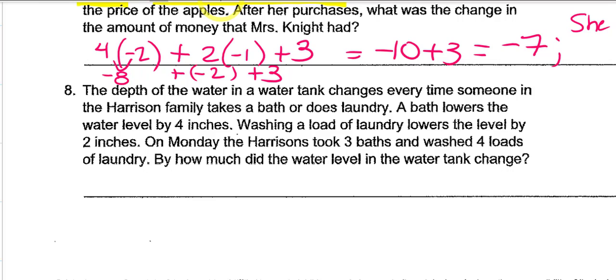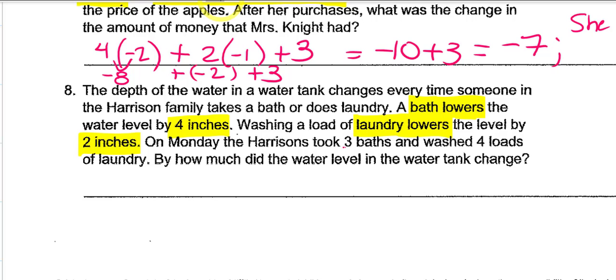So again, we're going to have to evaluate this carefully. When we see that repetition is happening, like 3 baths or 4 loads of laundry, we know we're going to be looking at some multiplication in there. So let's try this. A bath lowers it, so it's going to be a negative by 4 inches. So a bath is a negative 4. And then it says a load of laundry lowers it by 2 inches. So laundry is a negative 2. Okay, so we can use that information to help create it.